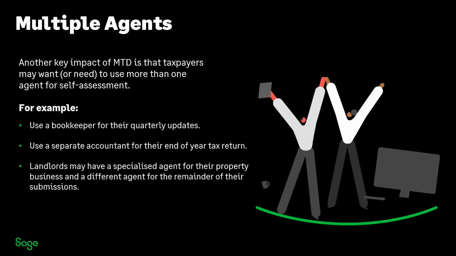But HMRC have committed to providing a solution ahead of April 2026 that will allow a taxpayer to have more than one authorised agent.